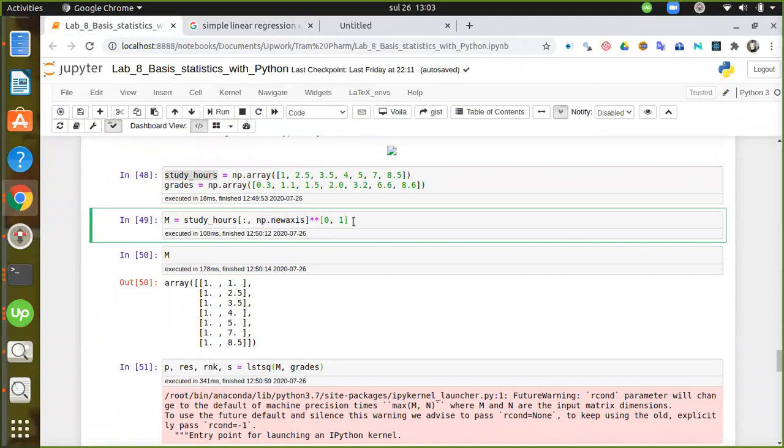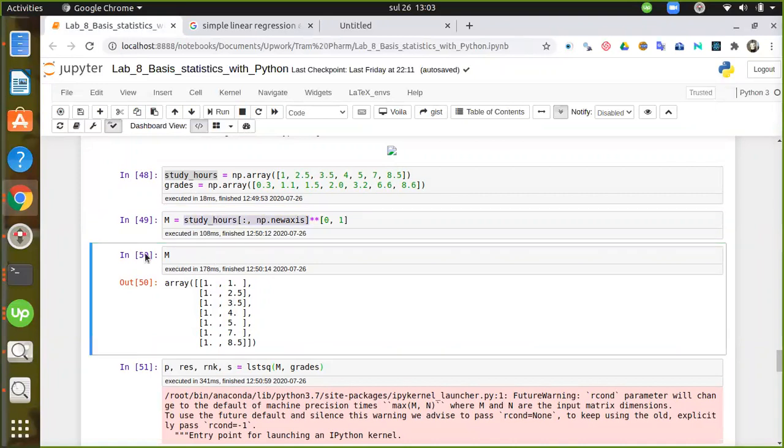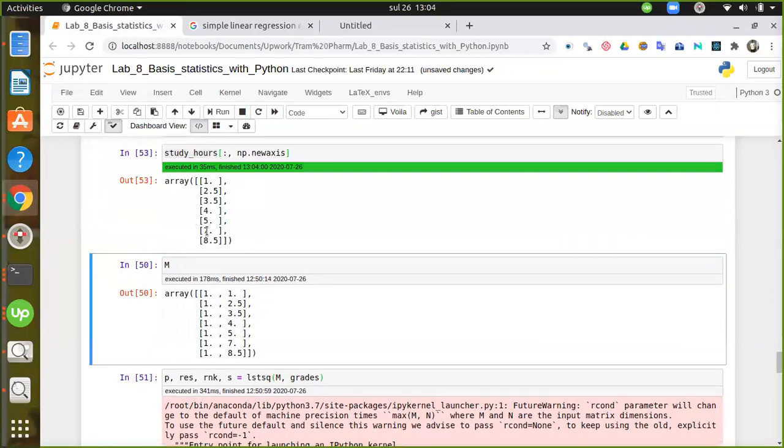I have a question. So the 0 and 1 is the weight, right? You see? So the 0 and 1 is the weight, right? No, it's not the weight. It's just a coefficient to have 1 in the first column and the study hours in the second column. If you take just this, study hours. Oh, so you just flip it, right? Yes.